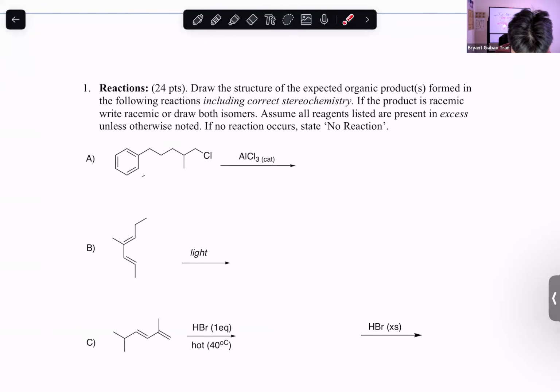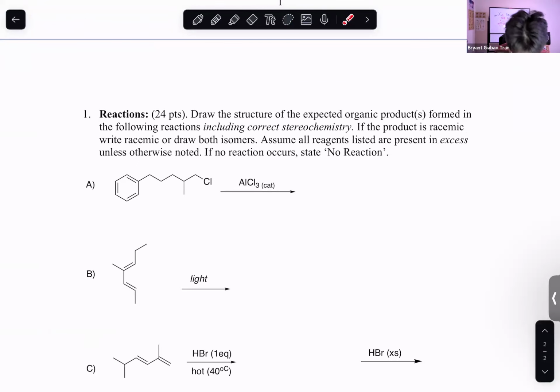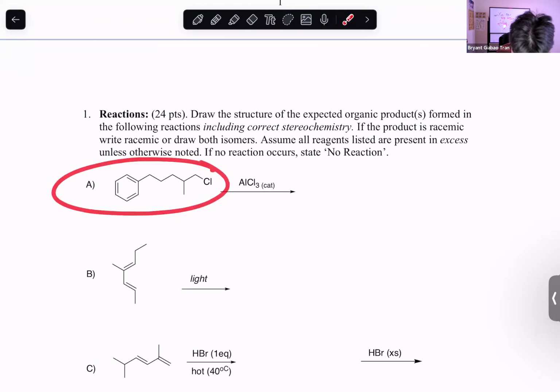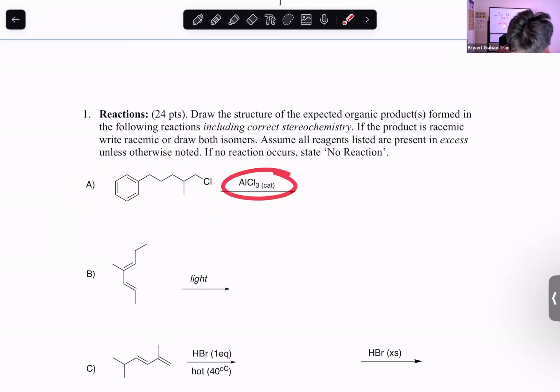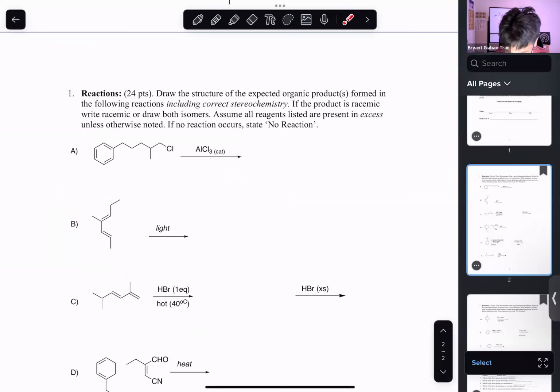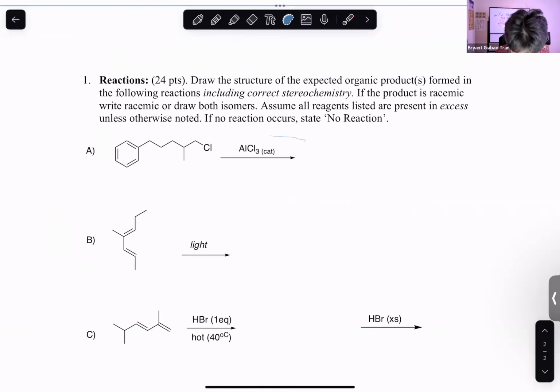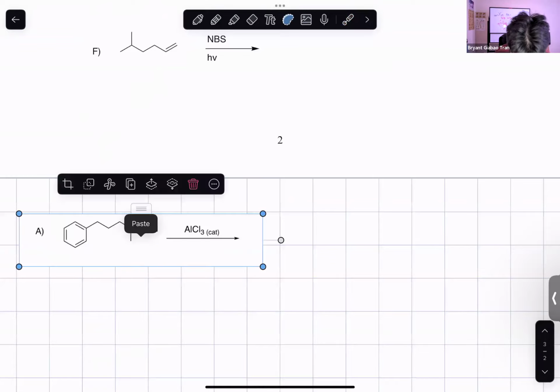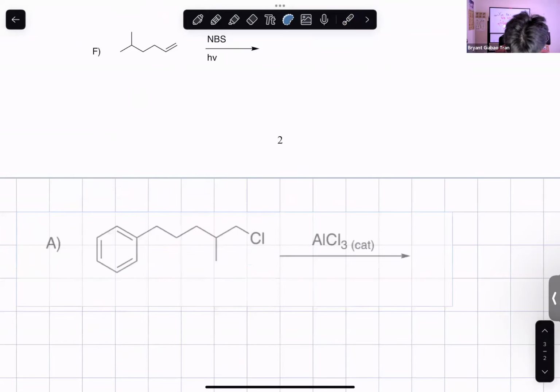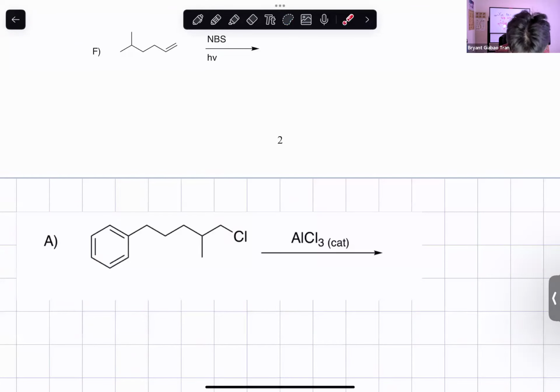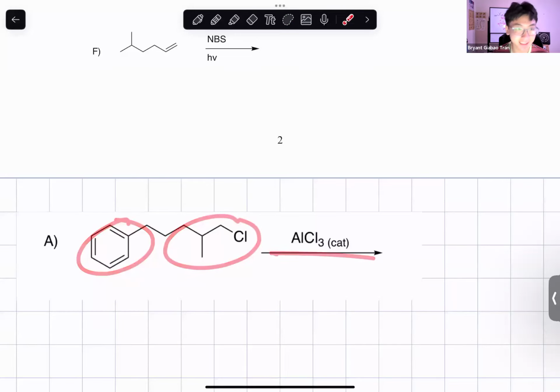So let's do the reactions right here, where we have this benzene with this alkyl halide or haloalkane attached to it with AlCl3 catalyst, right? And let's also practice the mechanism as well, because that could show up on the mechanism problem on the midterm. So what reaction do you guys think is going to happen when you have this benzene with a haloalkane attached to it and AlCl3 catalyst?